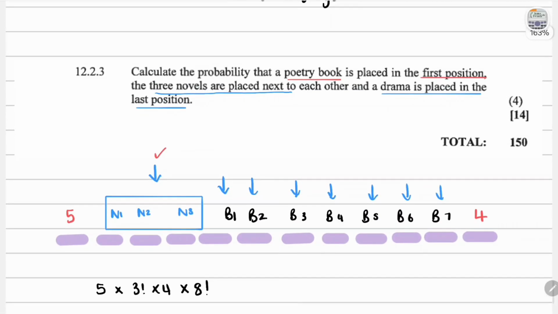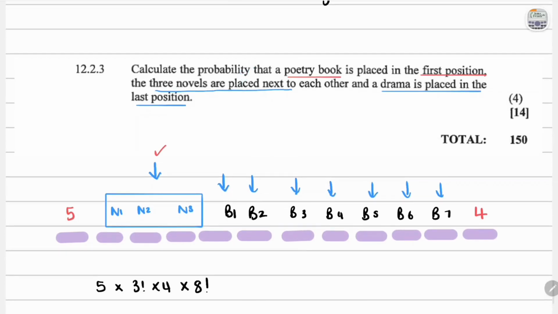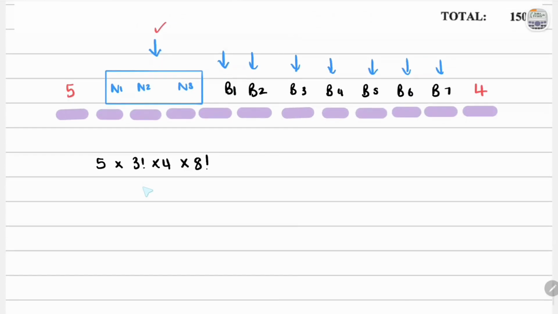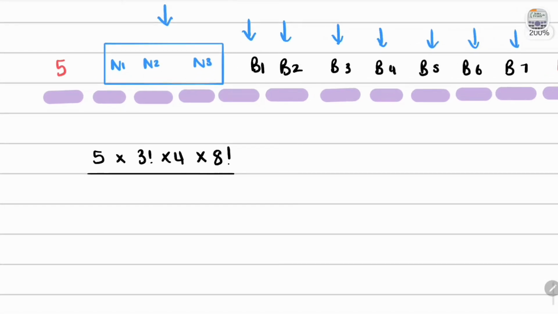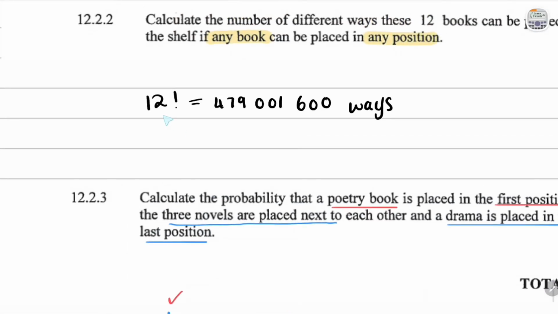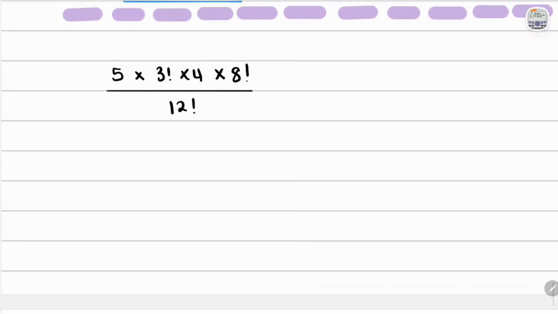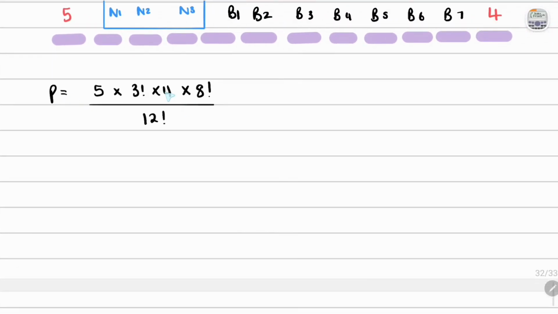But let's just focus on the question. The question is specifically to calculate the probability that a poetry book is placed, so calculate the probability that this happens. So it's this over the total outcomes. And we know that if we didn't make any restrictions to these books, we have exactly 12 books. So the total ways we can place all those 12 books would be 12 factorial. That would be that first question that they asked us here. So we would just say that the probability would simply be equal to 5 times 3 factorial times 4 times 8 factorial all over 12 factorial.